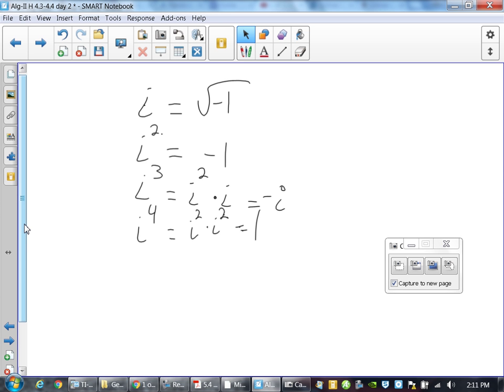Now think about what i to the 5th would look like. Isn't i to the 5th the same as i to the 4th times i to the 1st? Well, what's 4 plus 1? 5. i to the 4th is 1 times the square root of -1, so this becomes i again. It repeats itself after every 4th.